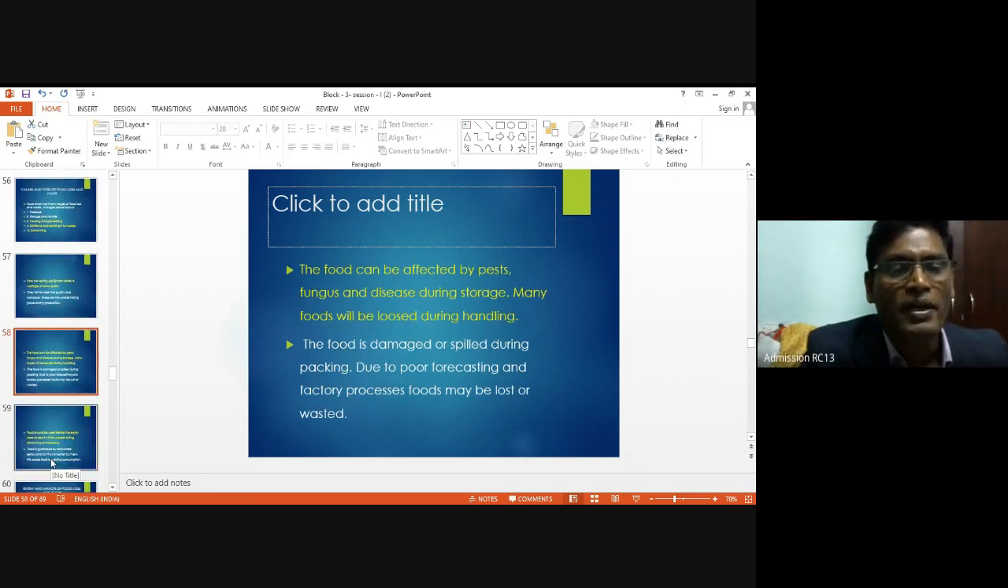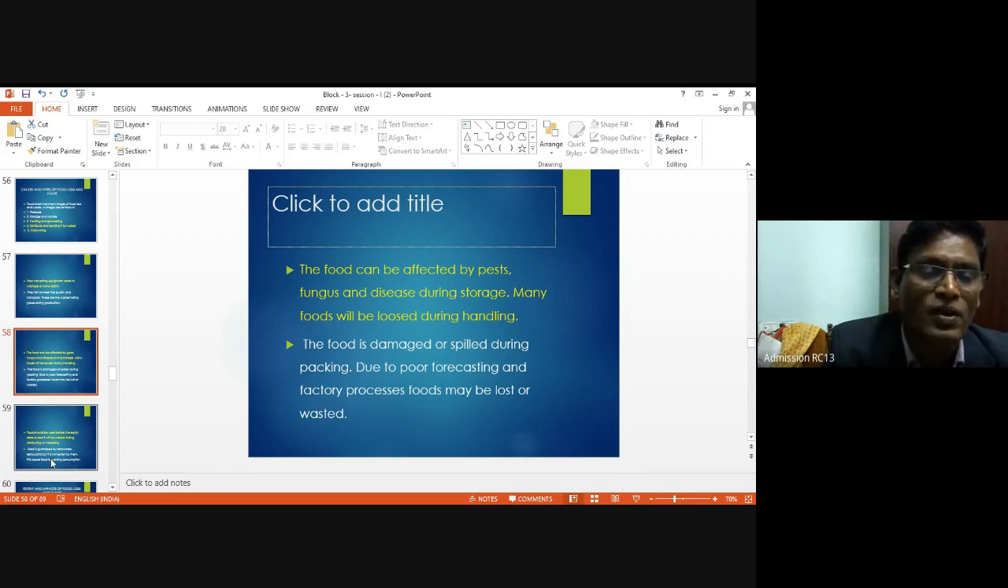The fruit can be affected by pests. Apart from the losses happening at the different stages, the food is also affected by pests, fungus, and disease during storage. Seasonal harvests require storage of large quantities of food, because all the food harvested cannot immediately be used or distributed to the general public, so we need to store this food for a longer time.